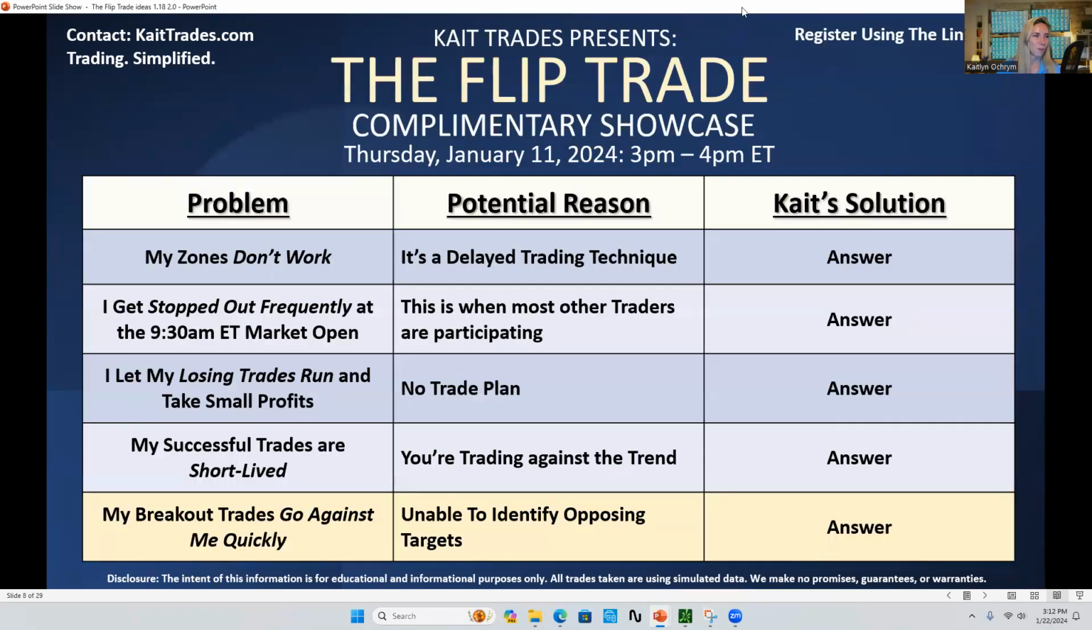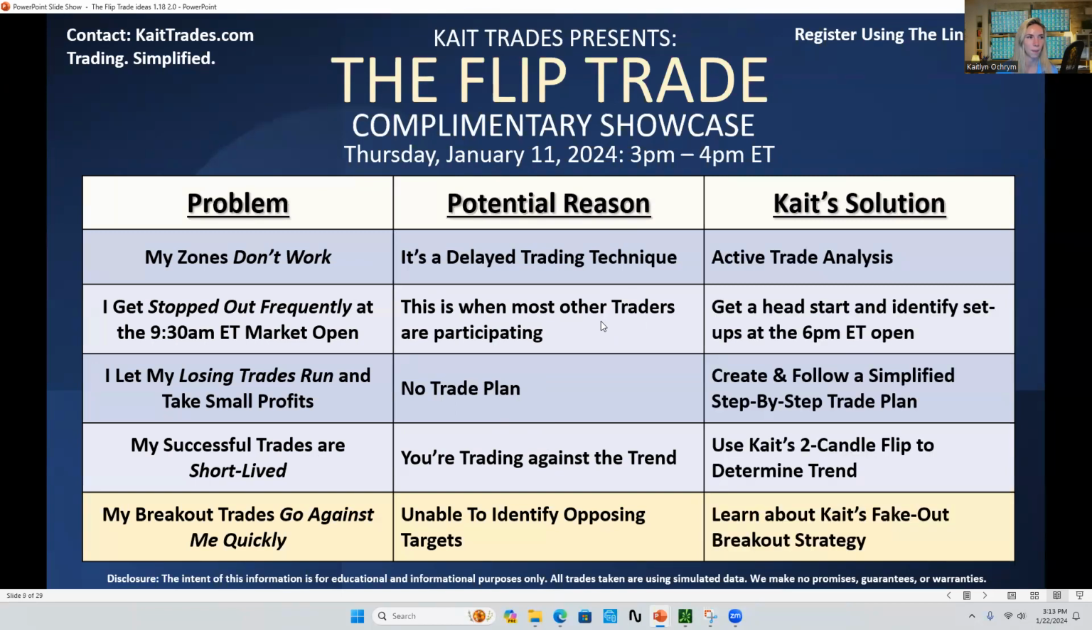All right, so a couple problems that I've heard from many students, and then I have potential reasons, and ultimately you'll learn the answers during the Flip Trade 3-day event. Some problems, I've just listed 5 here, although there are many out there. Common problem, my zones don't work. Potential reason, I have it here, and then a solution. I'm going to go to the next slide just to speed it up a bit and show you how this is laid out and how I use this during the 3-day event.